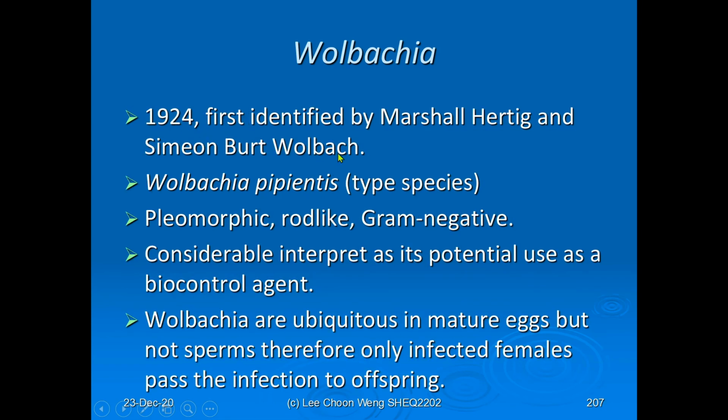Wolbachia was first identified by Marshall Hertig and Simeon Burt Wolbach in 1924, and the type species is Wolbachia pipientis. It's pleomorphic, rod-like gram-negative bacteria, and here the importance of Wolbachia is its potential use as a biocontrol agent. The point here is Wolbachia are ubiquitous in mature eggs, but not sperms. Therefore, only infected females pass the infection to offspring.